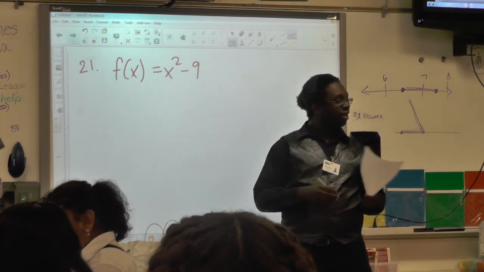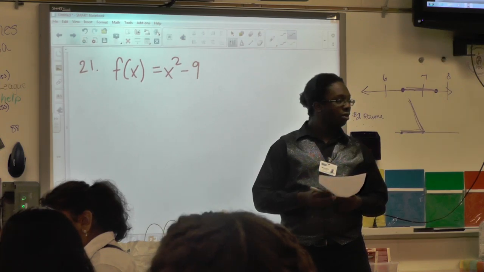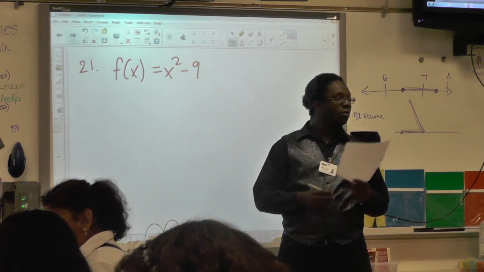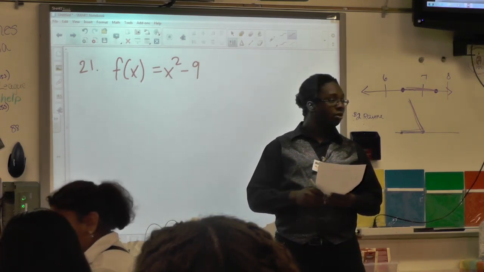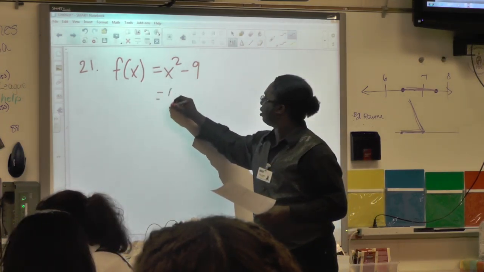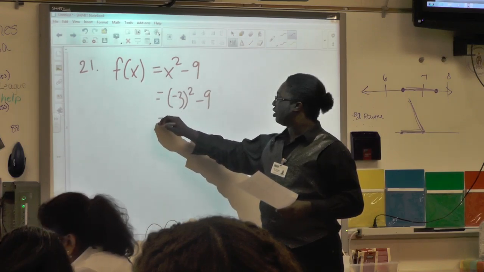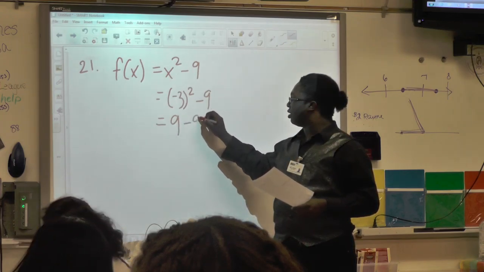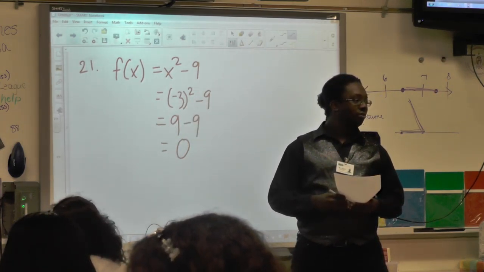Two, four, six, eight, ten, and negative three. Why did you choose the negative three? Because I had to find out the y-intercept, and I knew that you had to subtract 9, and I knew that negative 3 squared is 9. That's true. Could that work for any other number? So we got negative 3 squared minus 9, which gave us 9 minus 9 is equal to 0. That's how I got the y-intercept. Okay.